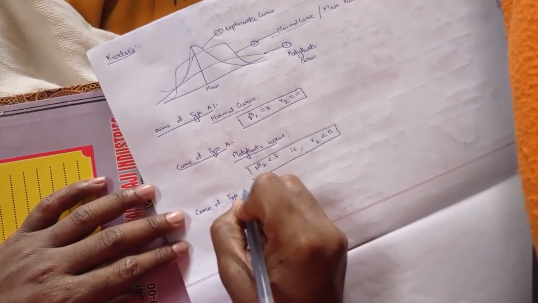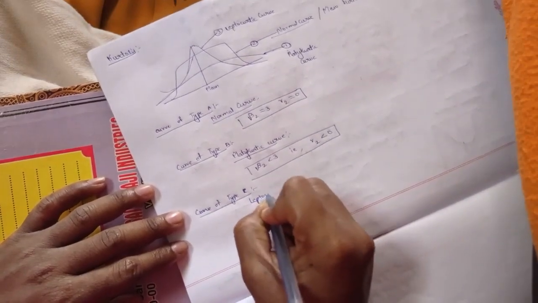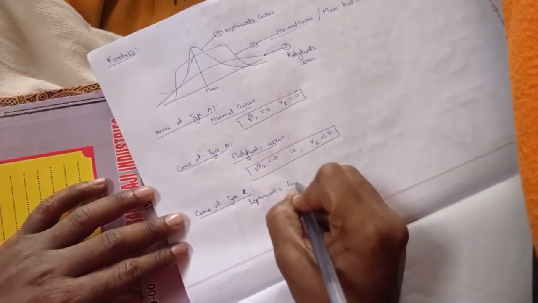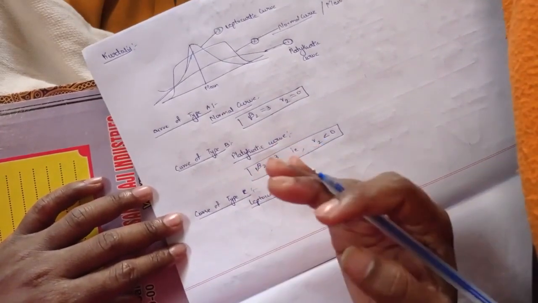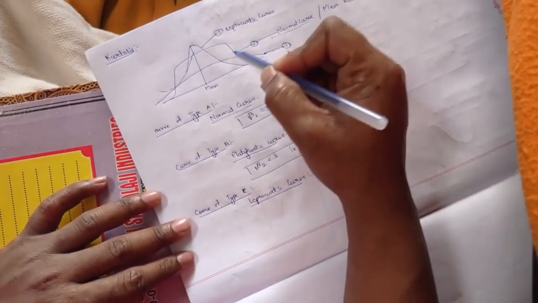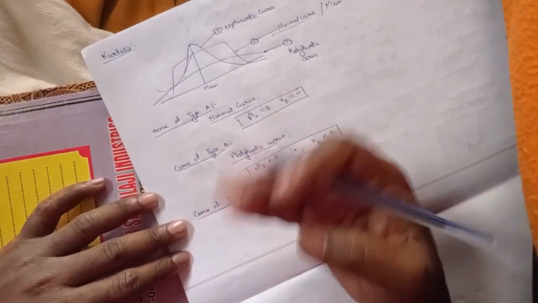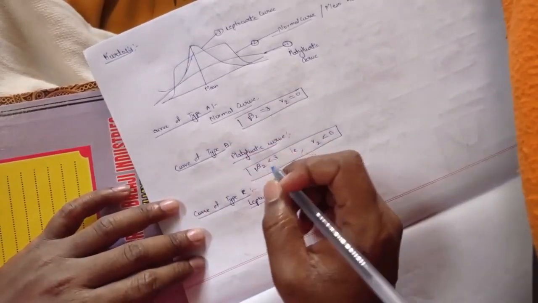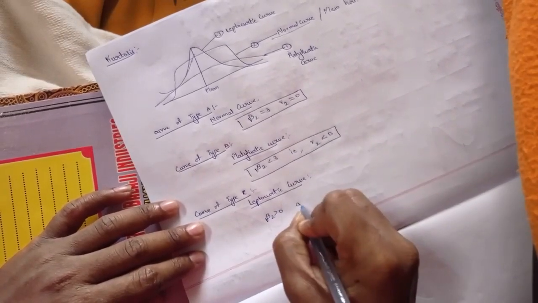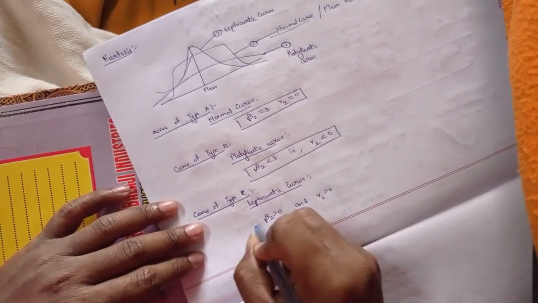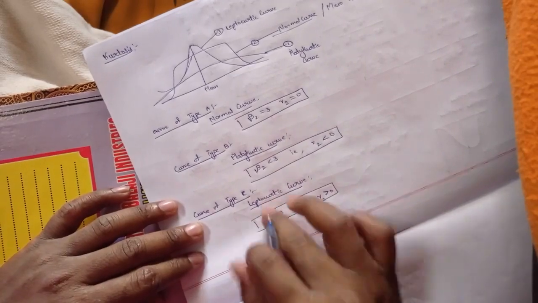And coming to the last curve, of type C, it is the leptokurtic curve. The leptokurtic curve is more peaked than the normal curve. From the normal curve, it moves to a peak at the mean. That type of curve is known as a leptokurtic curve, and it will have beta 2 greater than 3 and gamma 2 greater than 0. If beta 2 is greater than 3 and gamma 2 greater than 0, we say the curve is a leptokurtic curve.